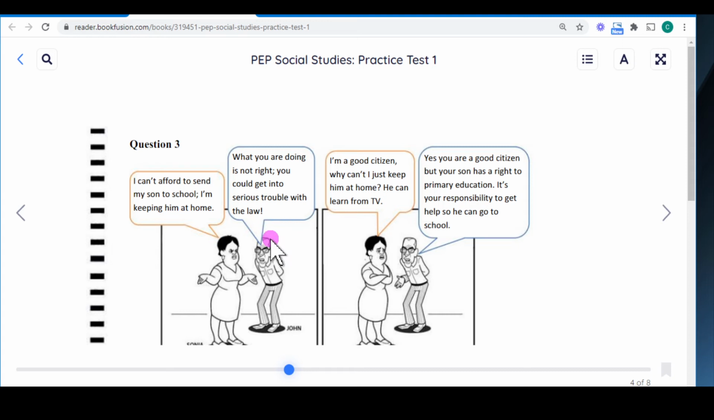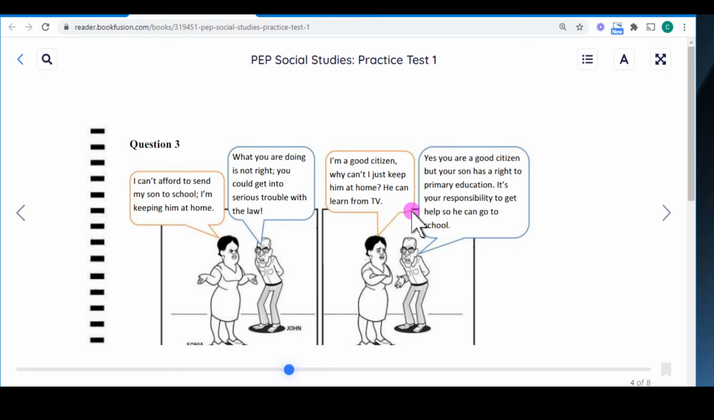Now John says, so this is Sonia, and John says, what you are doing is not right. You could get into serious trouble with the law. Okay. I am a good citizen. Okay, so she mentions this concept of being a citizen. Why can't I just keep him at home? He can learn from TV.